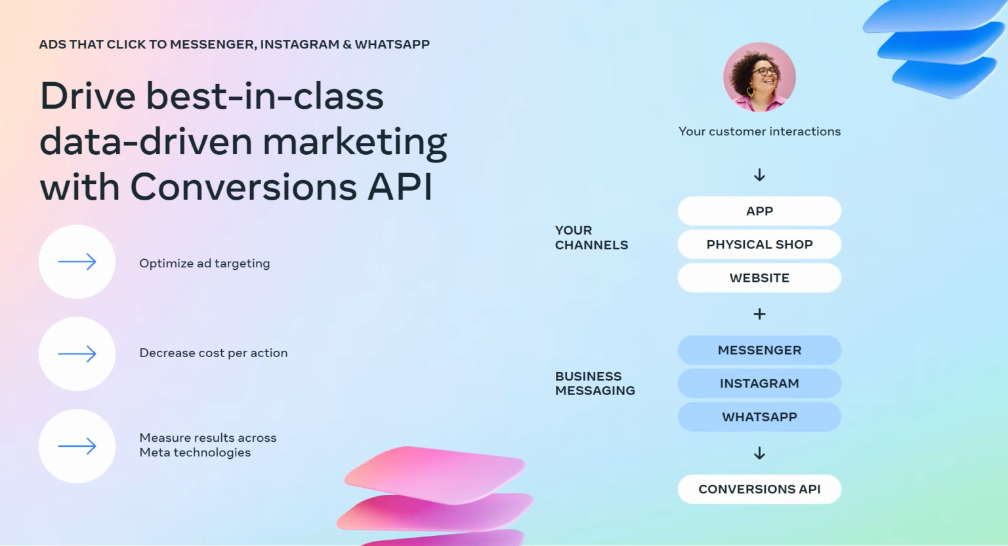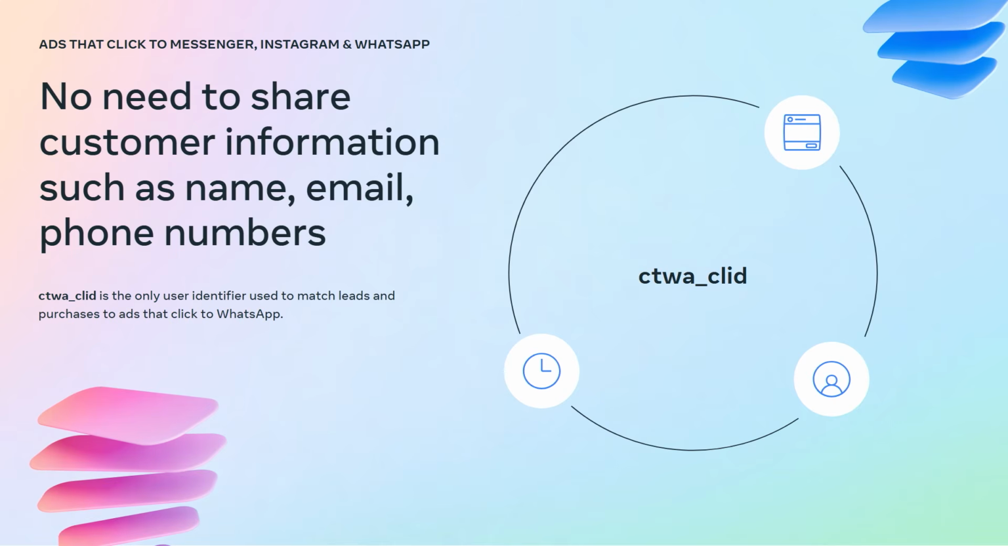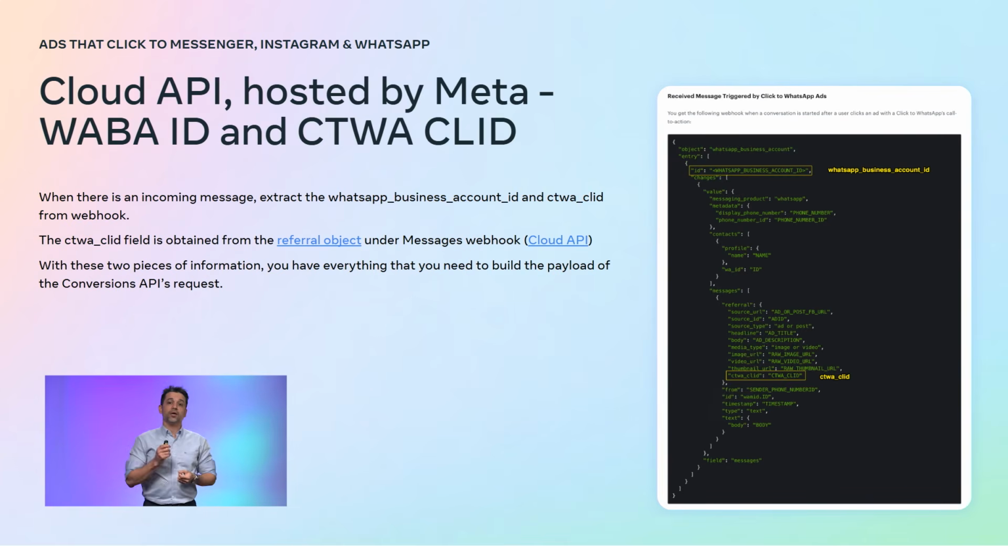One advantage of CAPI for business messaging is that you don't need to share customer information. For instance, for WhatsApp, we have CTWA CLID, which can match the user to a conversation event, such as purchase or lead submitted. Plus, it's encrypted, making CAPI for WhatsApp a privacy-centric solution. Going a bit deeper in the technical stuff, let me show you what a payload looks like. Here we can see an example of a message received by the client or partner's webhook. We can see the CTWA CLID is located inside the referral object.